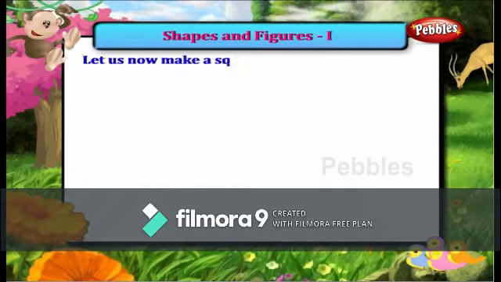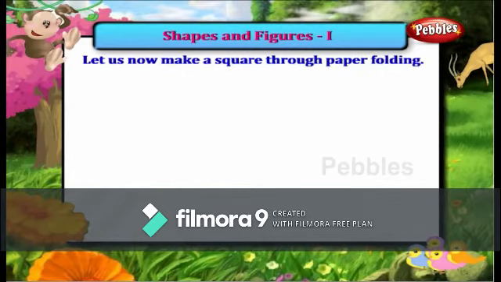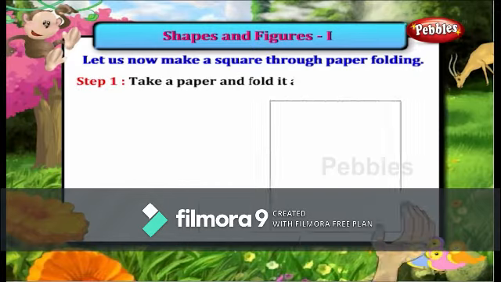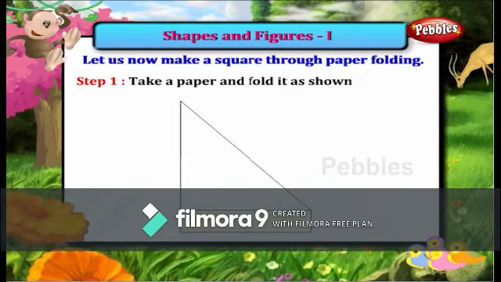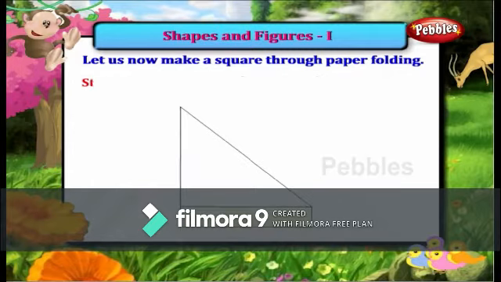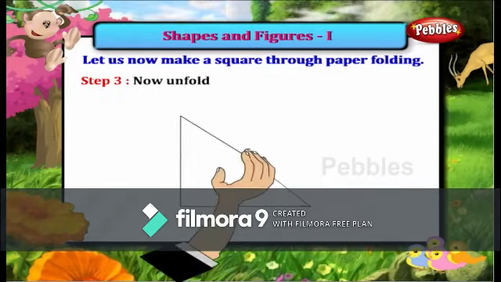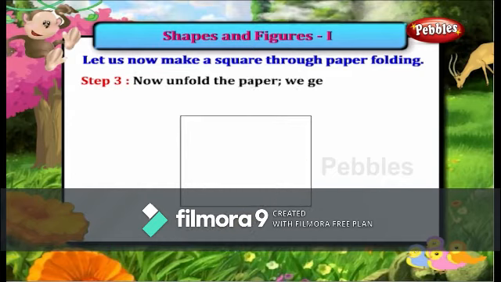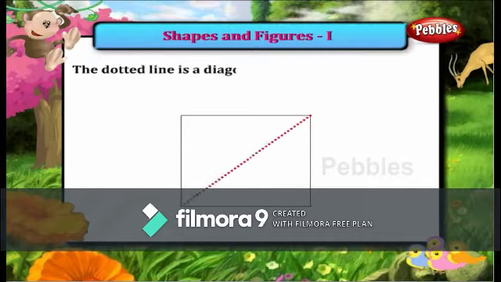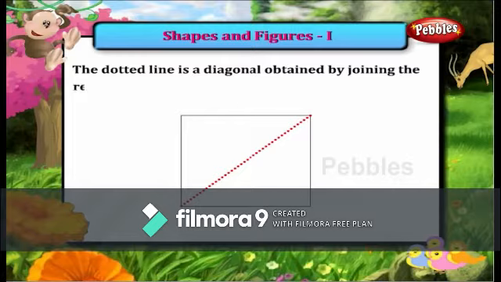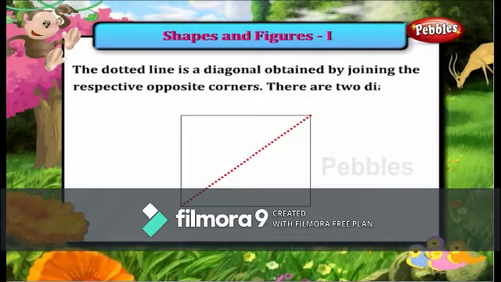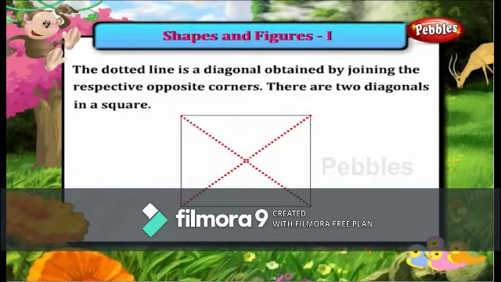Let us now make a square through paper folding. Step 1. Take a paper and fold it as shown. Step 2. Cut the shaded portion. Step 3. Now unfold the paper. We get a square. The dotted line is a diagonal obtained by joining the respective opposite corners. There are 2 diagonals in a square.